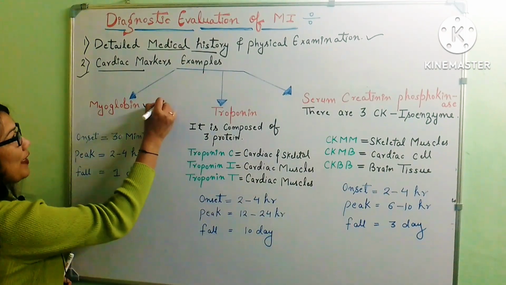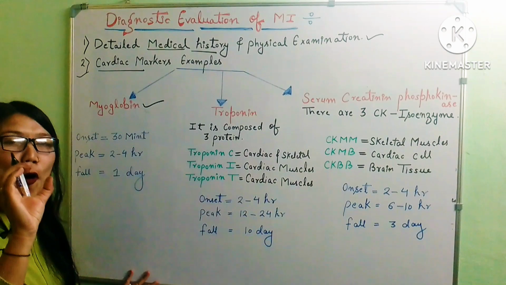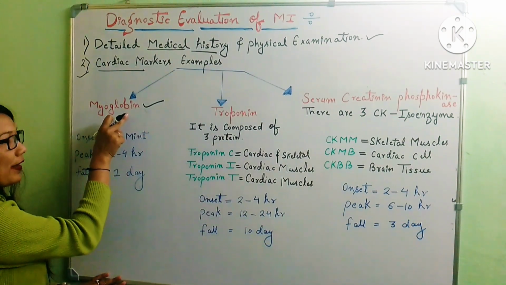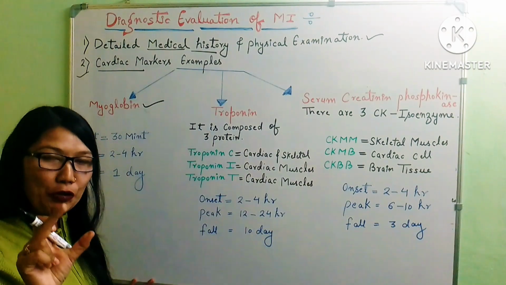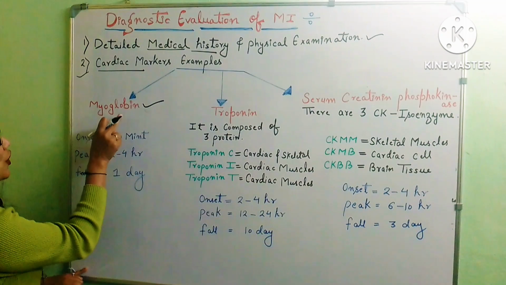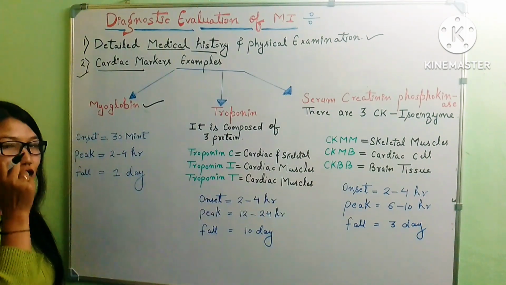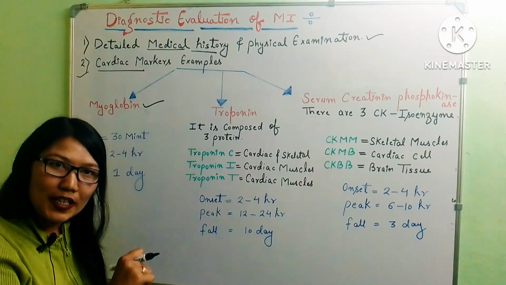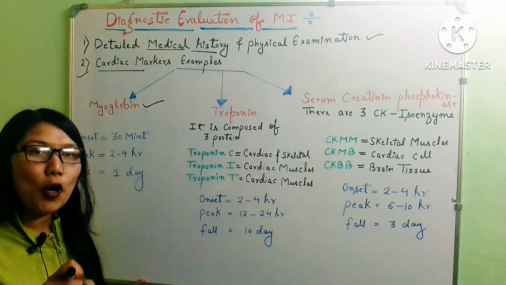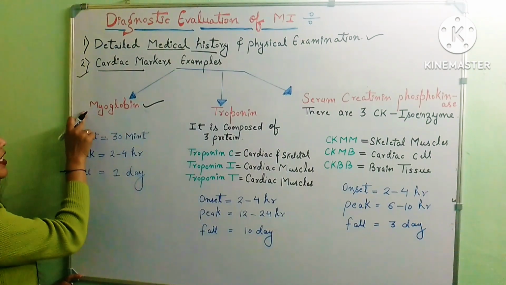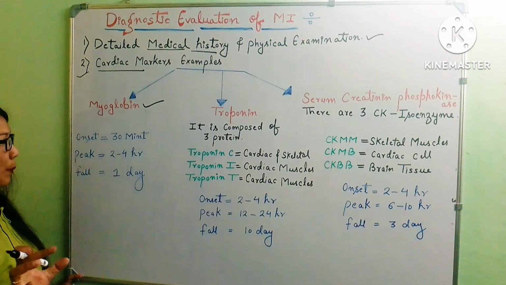So what is myoglobin? Myoglobin is a form of cardiac marker. It is a protein which binds oxygen. Its main function is binding of oxygen. So when any muscle of the heart requires oxygen, it will take it from the myoglobin protein. So it helps in binding the oxygen molecule.